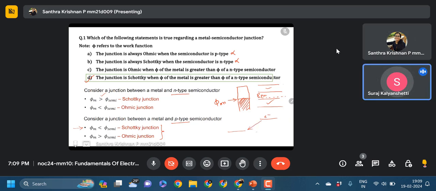It will move. But how will the holes move? Holes will move in the opposite direction. When you say opposite, there are more holes on the P side semiconductor, correct? Yeah, P side semiconductor. So the holes will move to the metal. That's what you're trying to say?